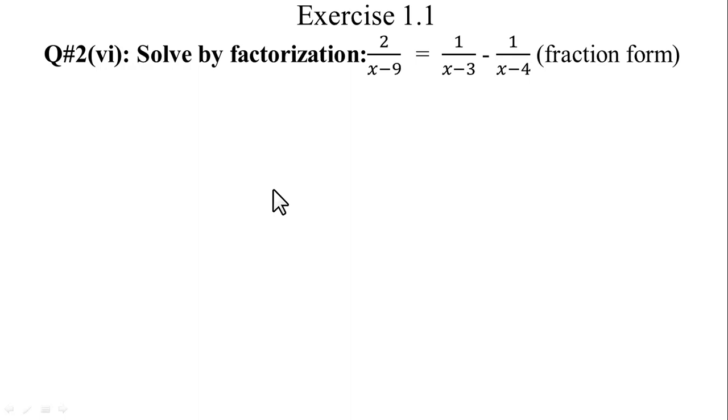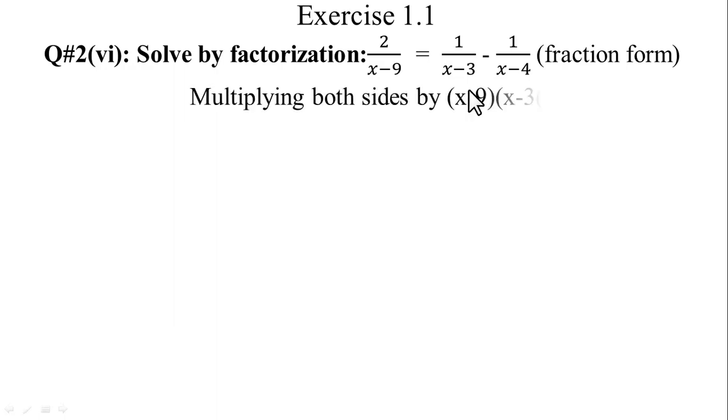Here we can see that the equation is in fraction form. So first of all, taking the LCM and multiplying both sides. x minus 9 into x minus 3 into x minus 4 is the LCM of the given terms. Then we get the equation by multiplying on both sides by x minus 9 into x minus 3 into x minus 4.